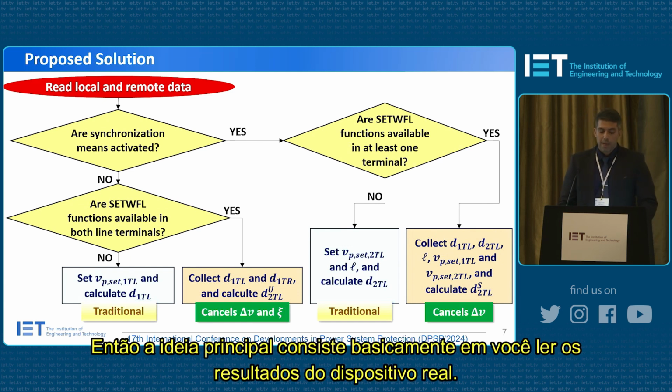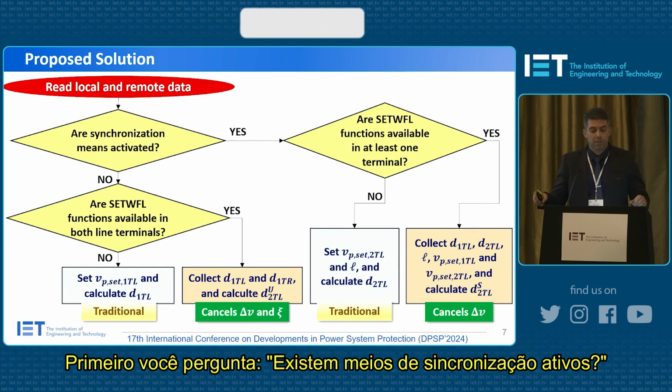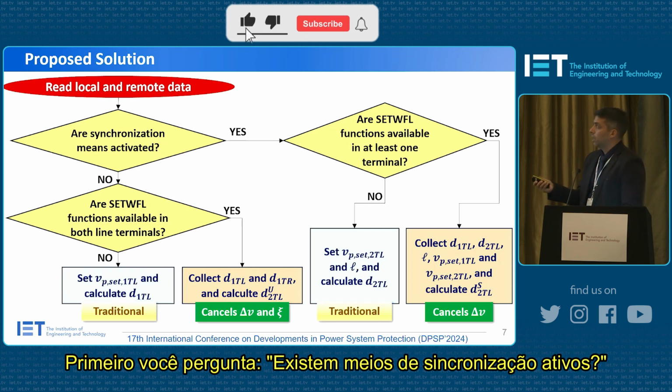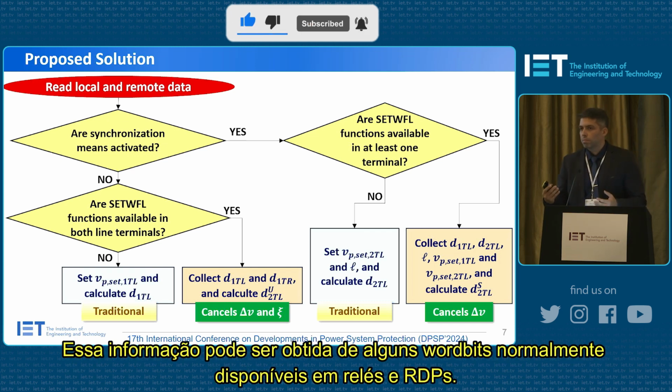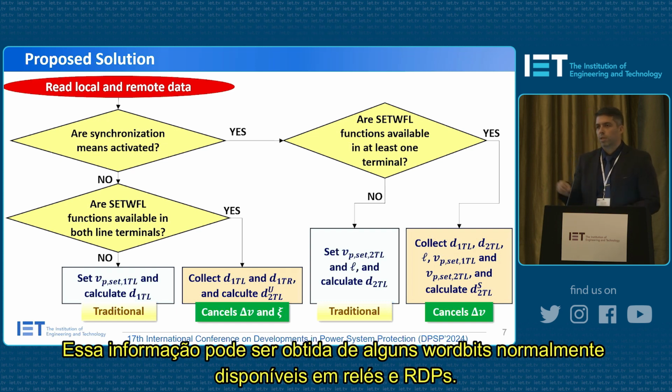So the main idea is basically you read the results from the real device, and firstly you ask, okay, is synchronization activated? You can take this information from some word bits which are usually available in relays and DFRs.